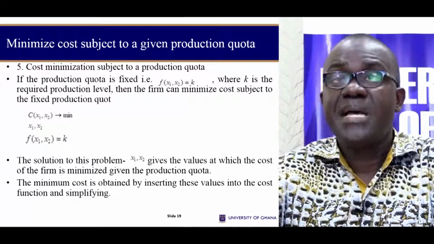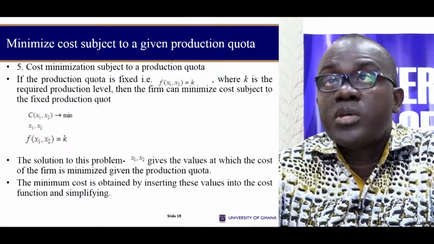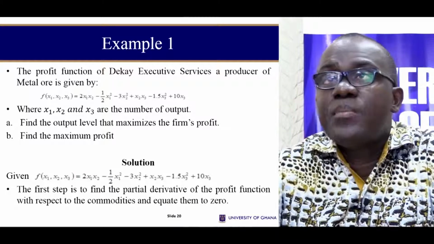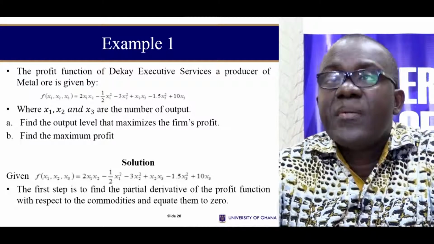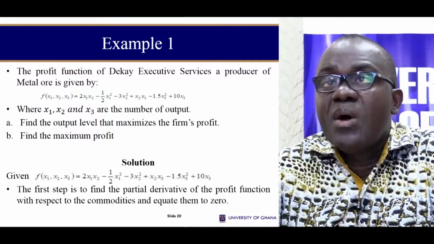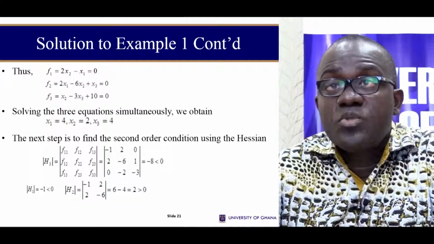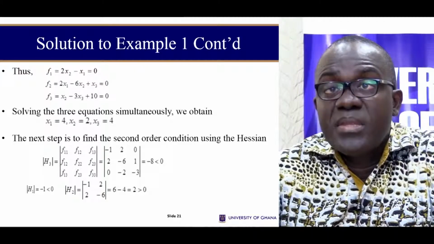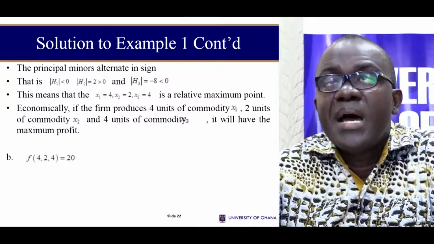So in all these discussions, you may need to know whether you are going to use constrained or unconstrained optimization to solve these problems. And here I provide one example where a certain company has this function, and we are supposed to find the level of output that maximizes the firm's profit. So it's a straightforward function. As usual, we go through the first order differentials. We talk about our Hessian determinant, we evaluate the principal diagonals, and then we get our maximum to be what we have over here.